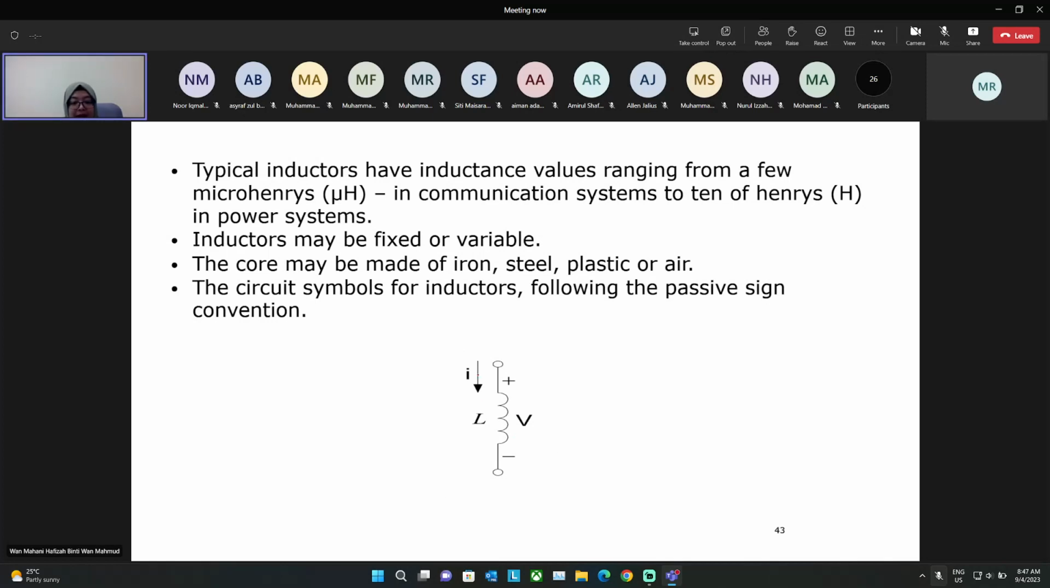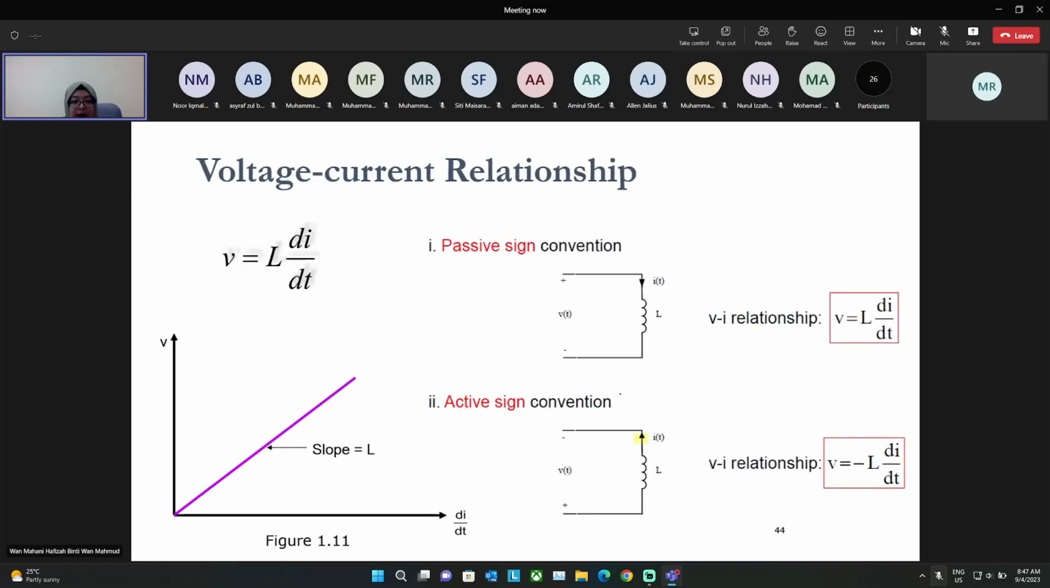Following the passive sign convention, if the current enters at the positive terminal and leaves at the negative terminal, we can use V equals L dI/dt. Otherwise, we have to put a negative sign. If the current comes from the negative terminal and goes out from the positive terminal, then we put the negative.